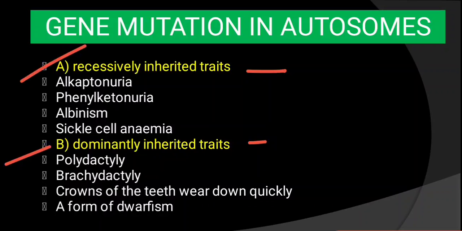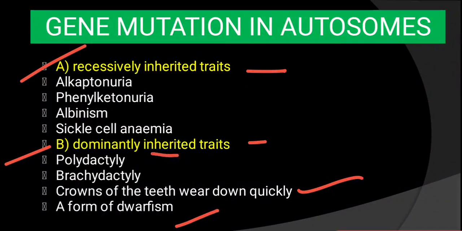Now, the recessively inherited diseases which we will discuss here are alkaptonuria, phenylketonuria, albinism and sickle cell anemia. These are the main ones which we will learn here. And dominantly inherited traits are polydactyly, brachydactyly, crowns of the teeth wearing down quickly, and a form of dwarfism.